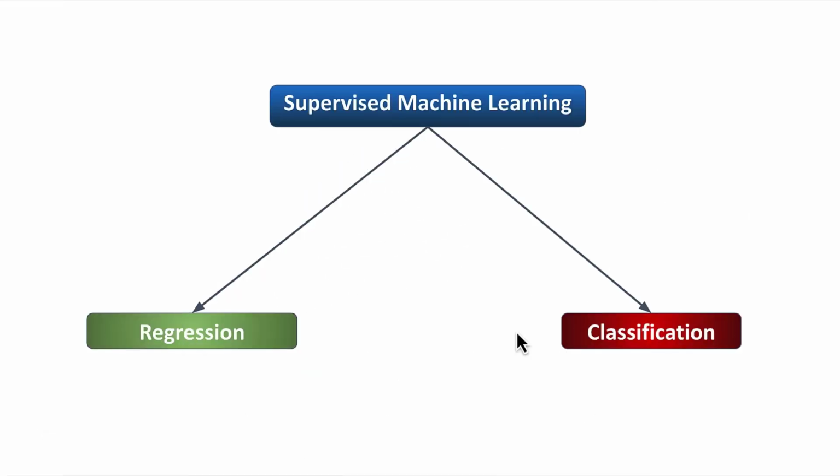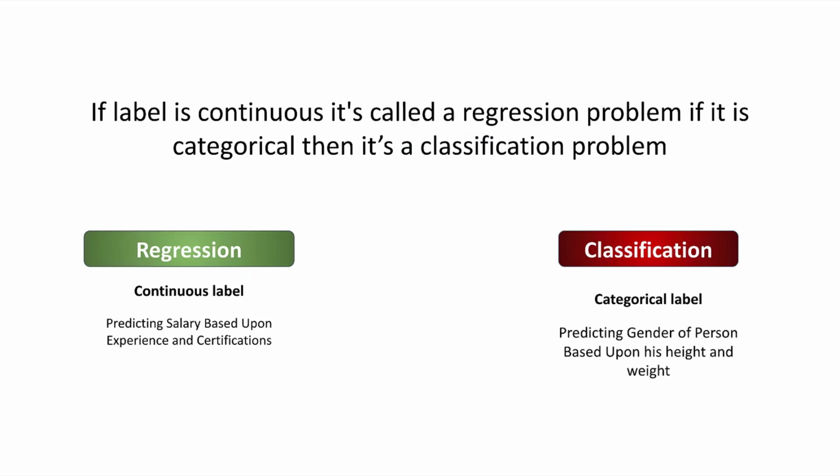And now let's look at the types of supervised machine learning. There are two main types of supervised machine learning. The first one is regression and the second one is classification. As in supervised machine learning, we are predicting the label based upon the features, if our label is continuous, then it's called a regression problem, and if our label is categorical, then it is called a classification problem.